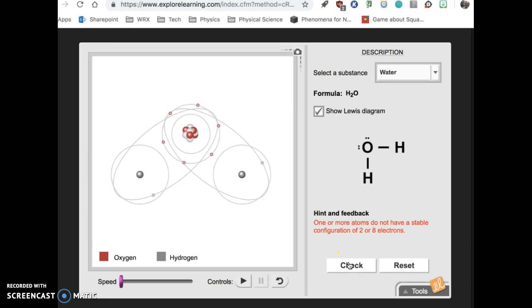Now, I can check it, okay? But now it's saying one or more atoms do not have a stable configuration of 2 or 8 electrons. So I need to remember, not only do I want to share electrons from these hydrogen atoms, I also want to share electrons from that one single oxygen atom, okay? And remember, you can press play and press pause to help you get some clarification on which nuclei those electrons are orbiting around, all right? And you can toggle the speed and stuff like that down below, but you can see if it's going this fast, it's not going to be much help, all right? So that should be about it.